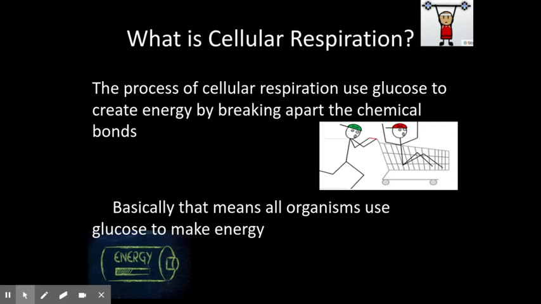Don't forget that this should be in your Google Classroom, your note page to fill in that goes along with these PowerPoint slides. The process of cellular respiration uses glucose to create energy by breaking apart the chemical bonds. So basically that means that all organisms use glucose to make energy. So we eat to get our glucose. That's how we get glucose in.